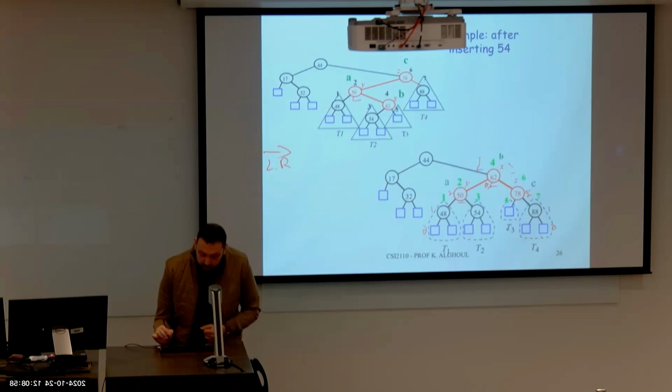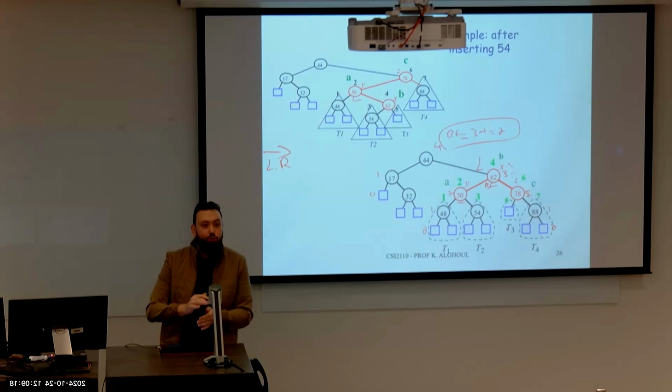Yes, very good. So 0, 1, and this one is what? 0, 1, 2, 3, correct? 0, 1, 2, 3, and that's 4. This is 1. That's what? BF equal what, guys? 3 minus 1, that's 2, that's unbalanced, and you do another balance.